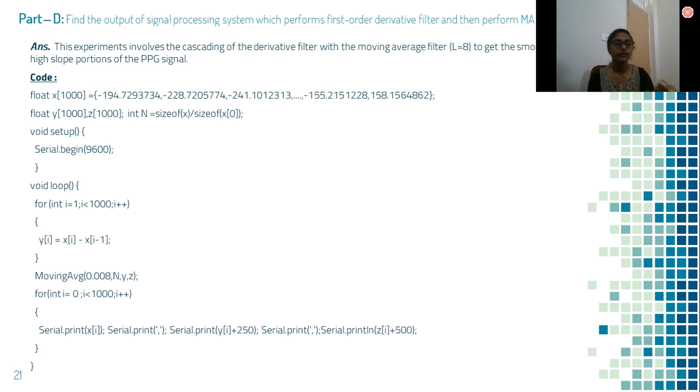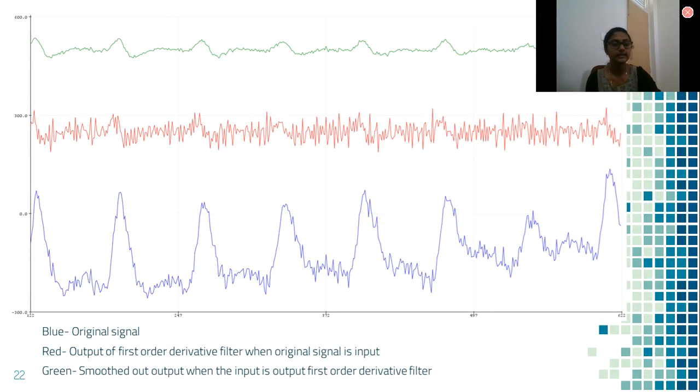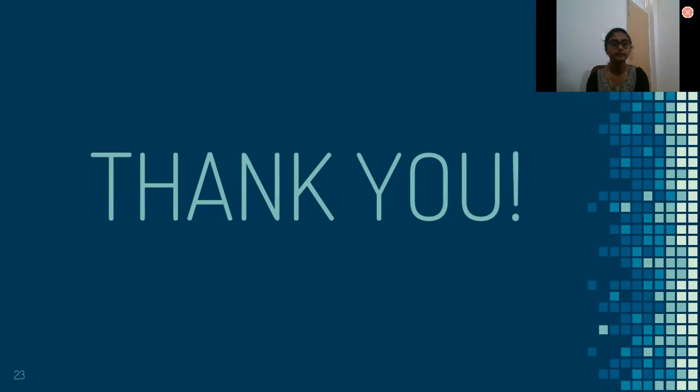So we have to print these using another for loop, meaning the input, the intermediate output and the final output. The blue one here at the bottom indicates the original signal, that is the given PPG signal, and the red one indicates the first order derivative filter response, and the green one is the smoothed out one, that is x, y and z. Thank you.